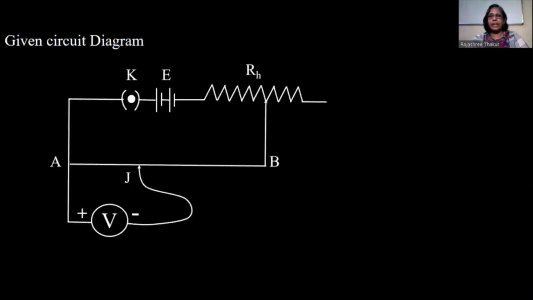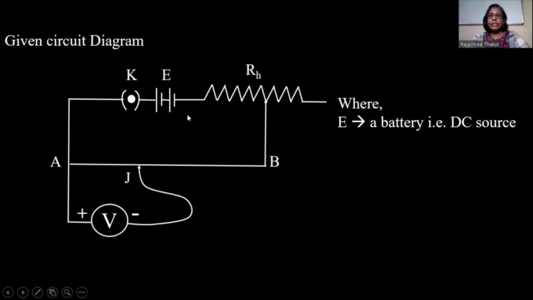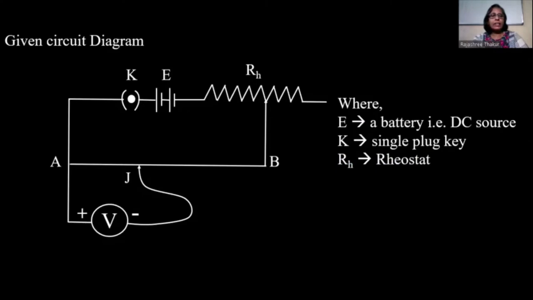So, this is the given circuit diagram, where E is a battery or DC source. This symbol is also used for battery. K is a single plug key. RH is the rheostat. V is the voltmeter. And J represents the jockey.